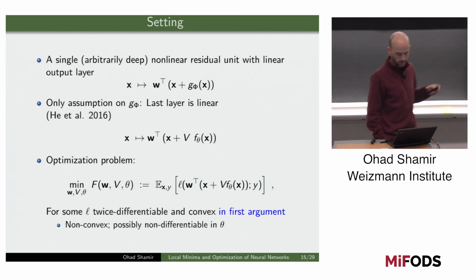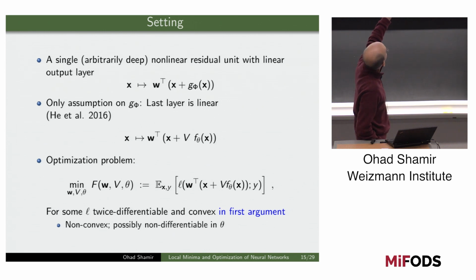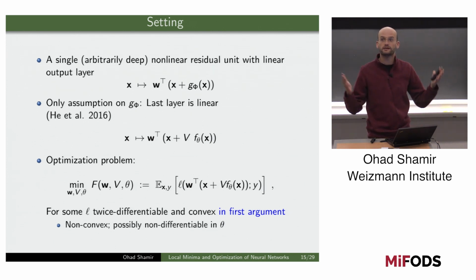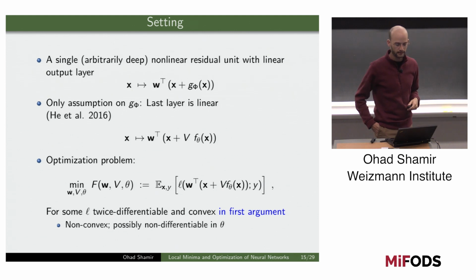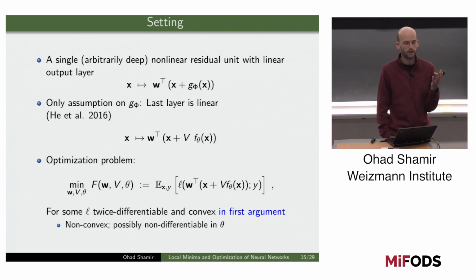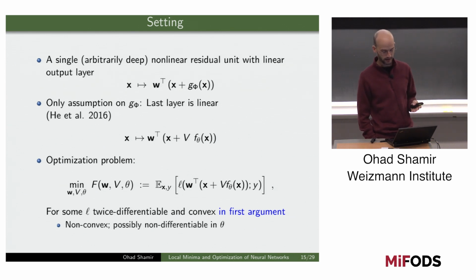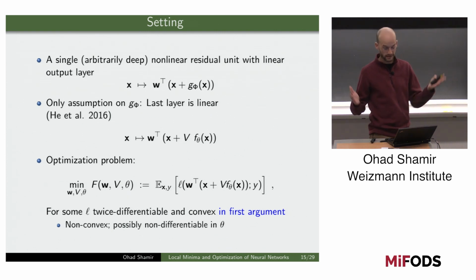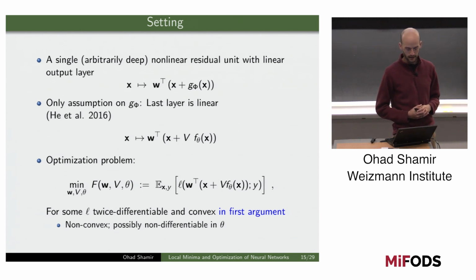So instead of G, we're going to write it as V times f of theta, where V is the linear last layer, and f of theta is all the layers that precede it, parameterized by some theta. And the optimization problem is that we take this network and some data, and we want to minimize the average or expected loss for this network, for any loss which is twice differentiable and convex in the prediction. So for example, logistic loss or cross entropy definitely satisfies it.